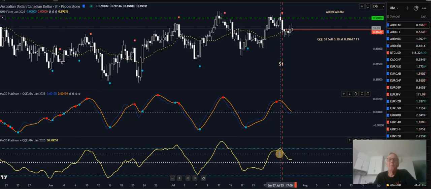So this is poked up above the 60 level just. So I've taken a sell trade there. I'm not looking to take any action on that until the yellow line goes down to the 50 level, which is that white dotted level.